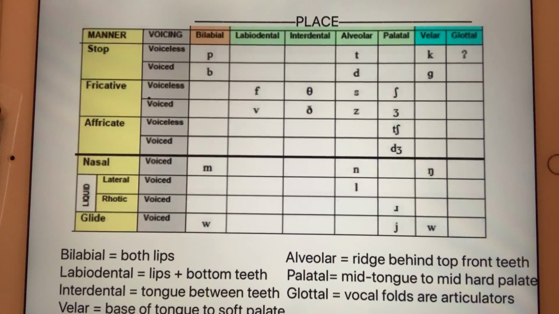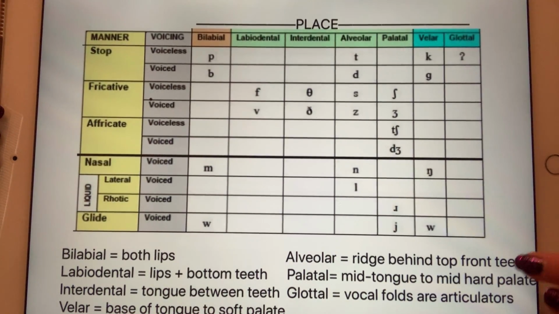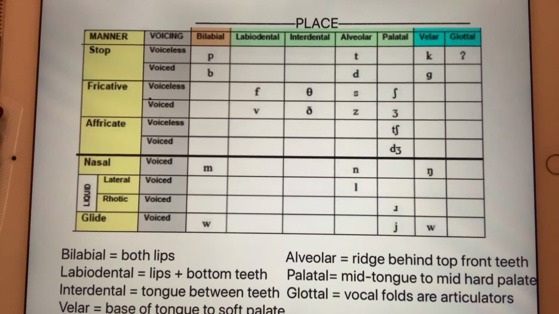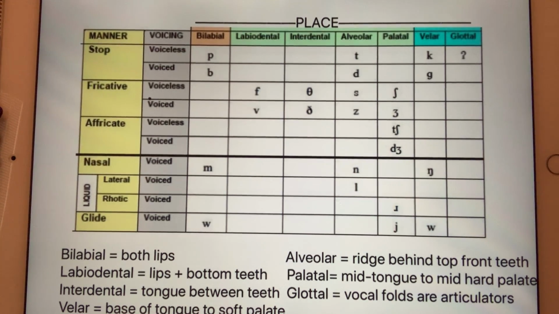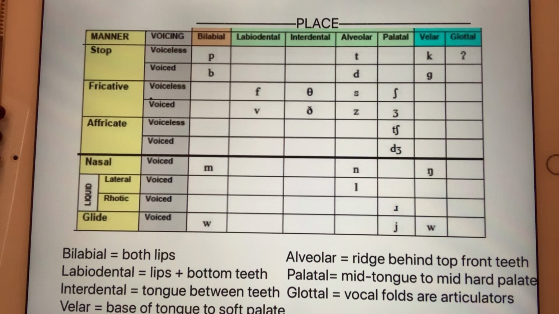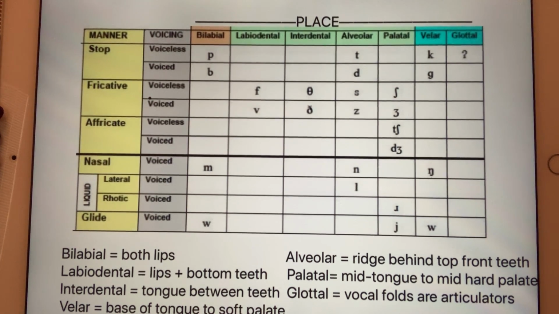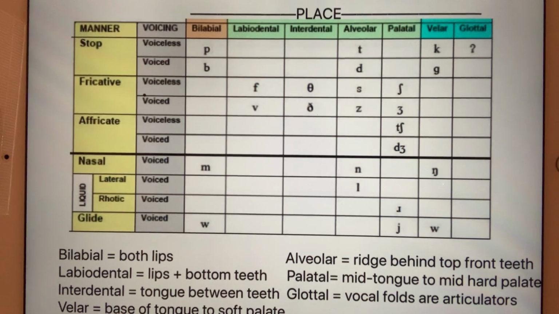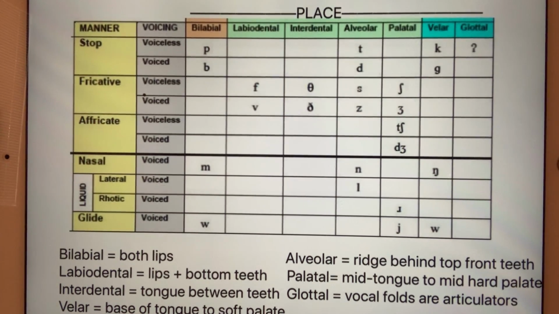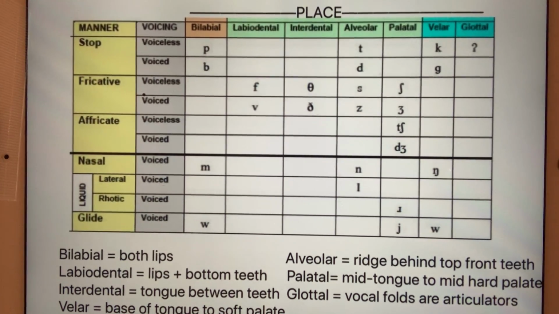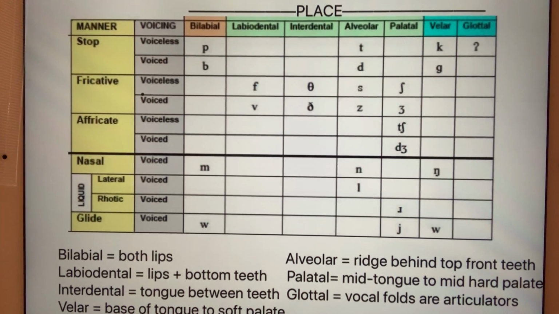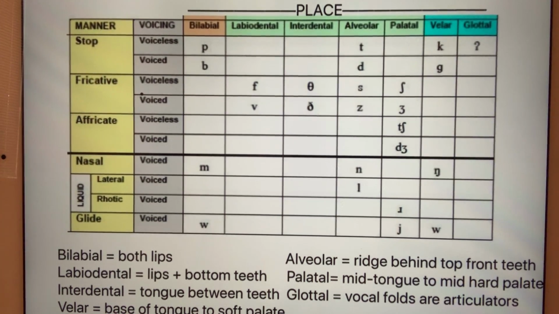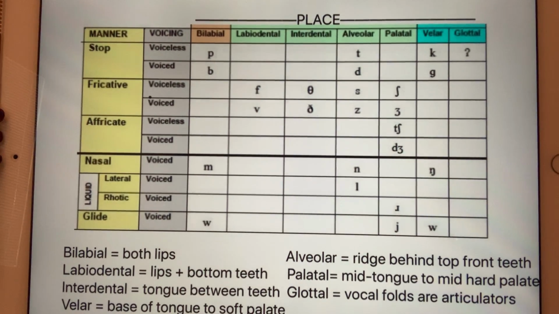Alveolar you're going to hear a lot about today. So everybody take your tongue and go put it right behind your top front teeth and slide it backwards. Do you feel that ridge there, that kind of bump behind your top front teeth? That's called your alveolar ridge. A lot of sounds happen there. When the tongue contacts the alveolar ridge, it makes a lot of different sounds in a lot of different ways. So you're going to hear that a lot. Keep in mind, that's the alveolar ridge.